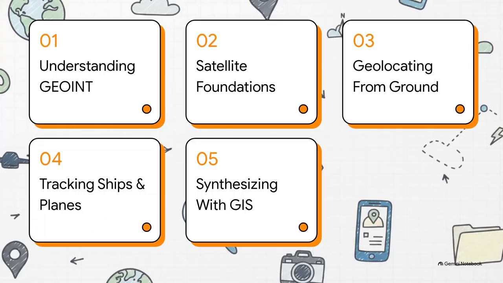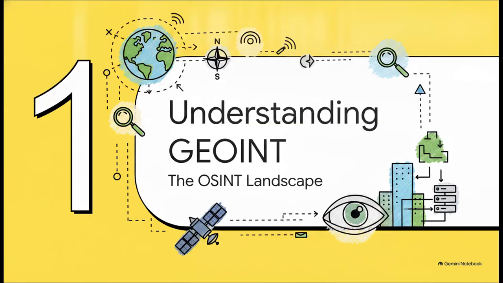Here's our investigative roadmap for today. First, understanding geospatial intelligence. Second, satellite and map foundations. Third, geolocating from the ground. Fourth, tracking ships and planes. And finally, synthesizing data with GIS. Okay, let's jump straight into part 1, understanding geospatial intelligence.